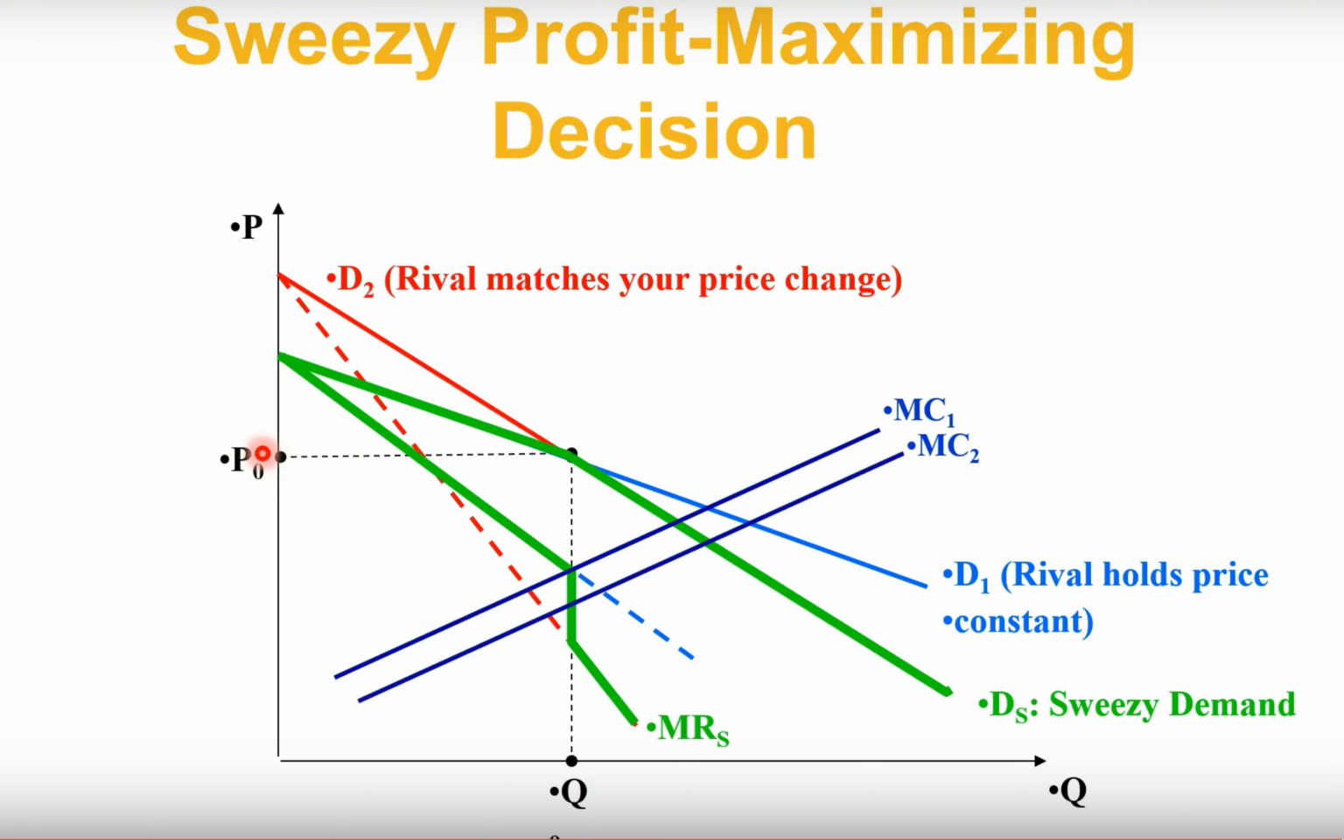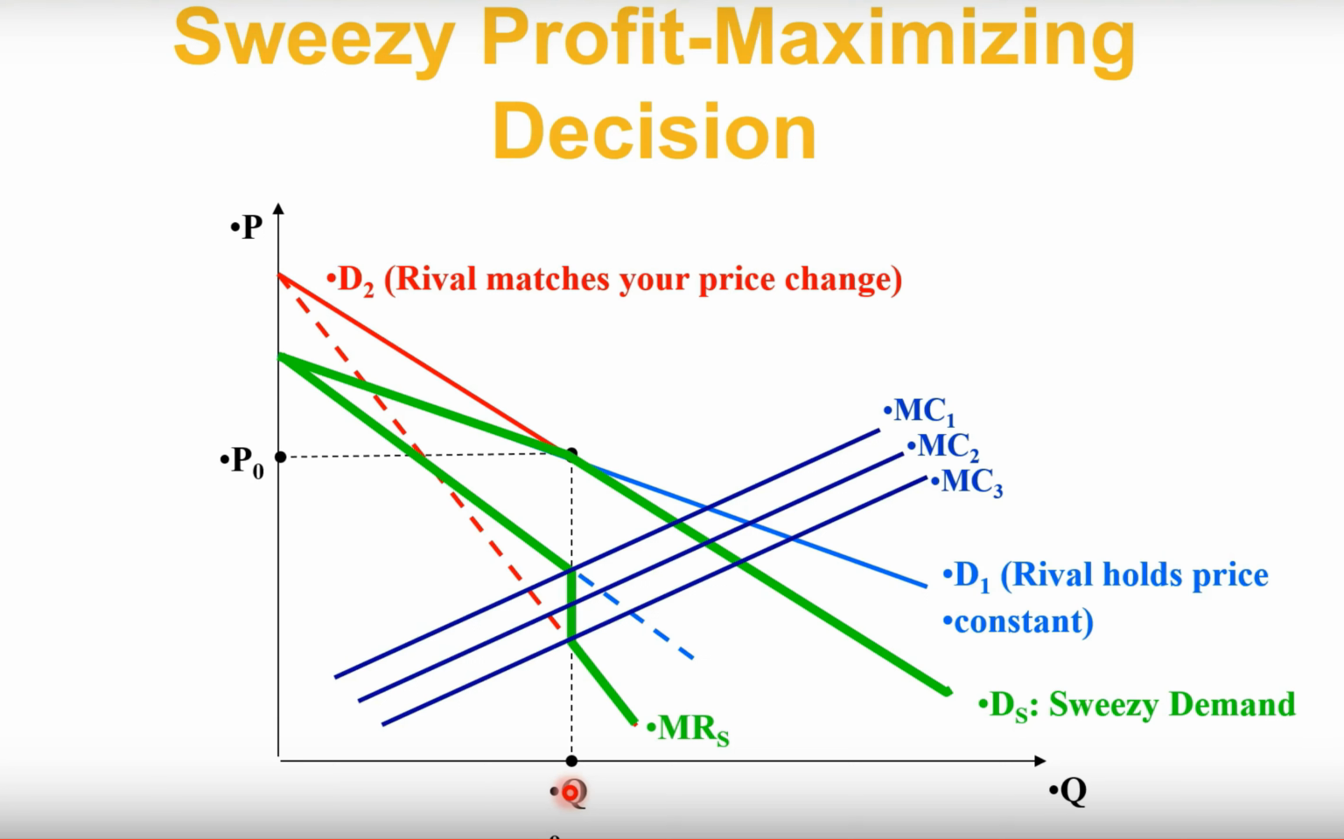Well, what if we were to lower costs? We have a new intersection, right? But notice how the intersection is taking place in this gap right here, or this vertical portion of the marginal revenue curve. And that leads to the same Q and the same P. Let's lower it again. Again, same Q, same P. So as long as marginal cost shifts within this gap, there is no change in P and there's no change in Q. So that tells you modest changes in costs do not always lead to a change in P and Q for an oligopoly market structure.